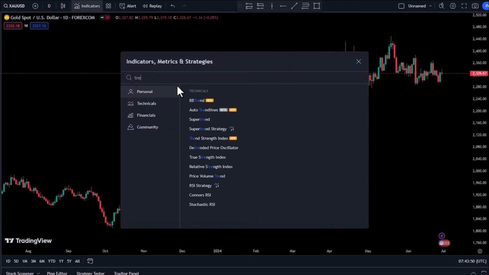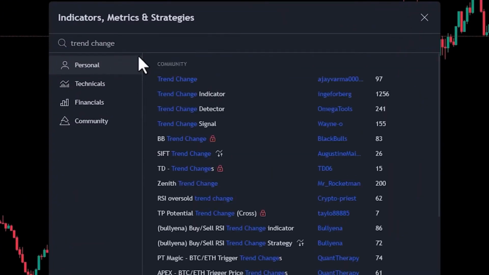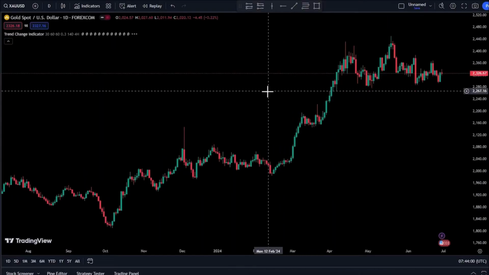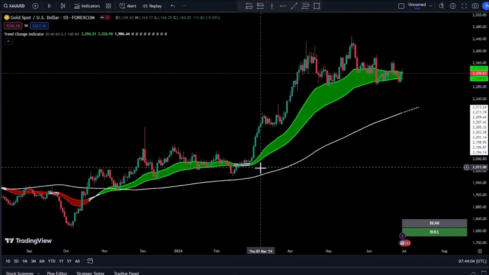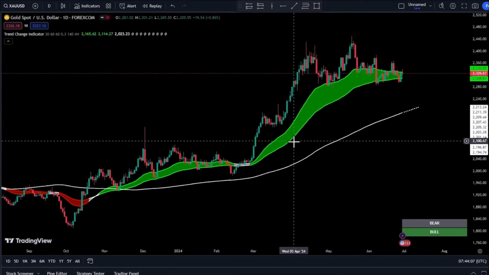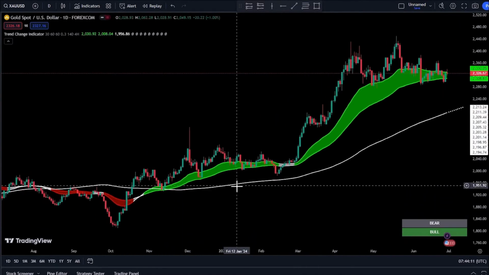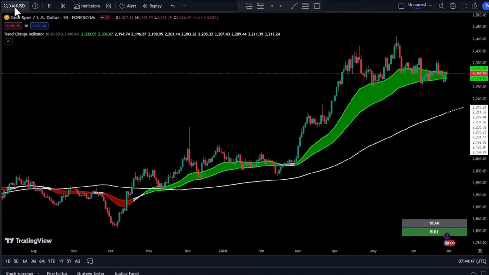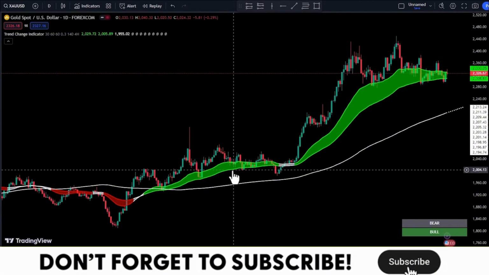The very first indicator we utilize in this strategy is the trend change indicator, which was meticulously created by this person, an expert in the field. We add it to the chart, and as you can see, we have a green band and a red band, and we have a 140 SMA. Keep in mind that the time frame I'm using is the daily time frame, and this indicator doesn't have much functionality in lower time frames.